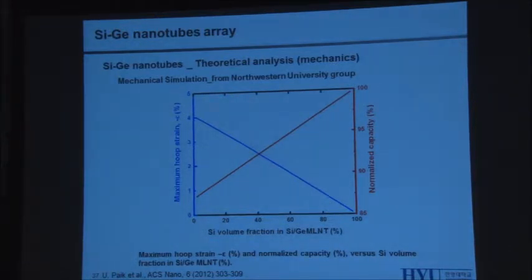Theoretically, for silicon germanium there also has to be some optimal condition, between 40% and 50% volume fraction in the silicon germanium multi-layer nanotube.